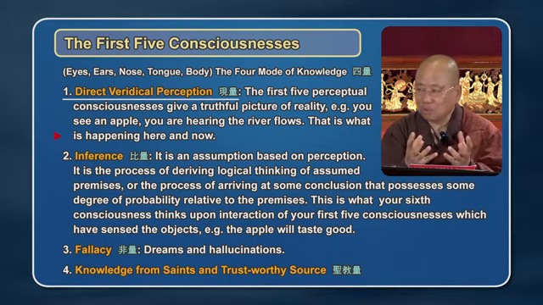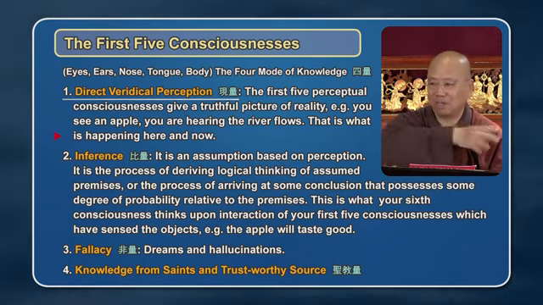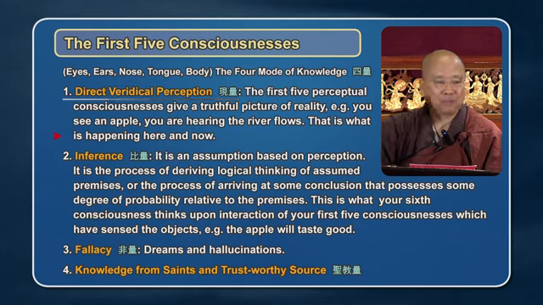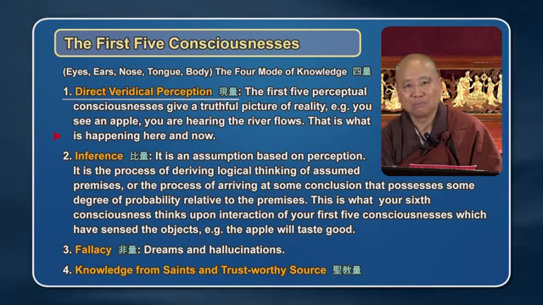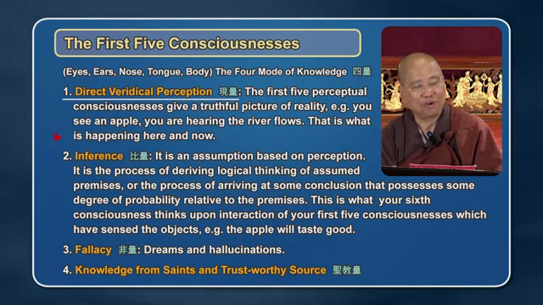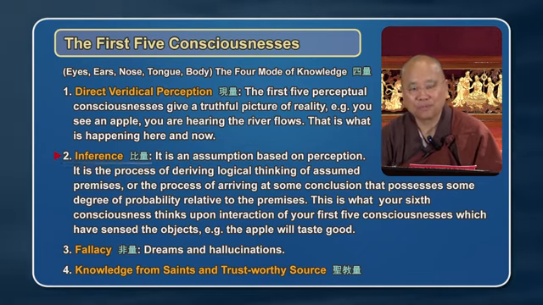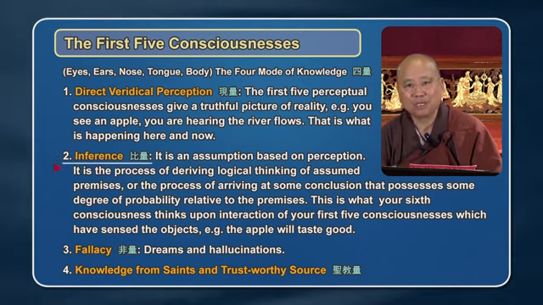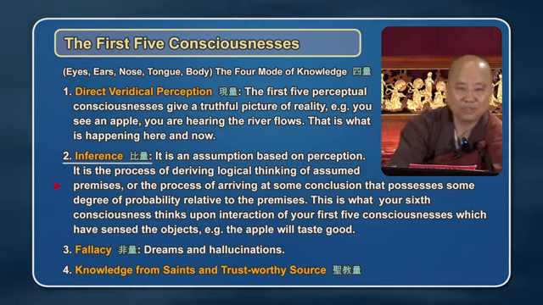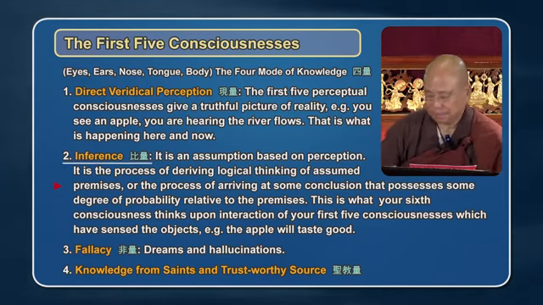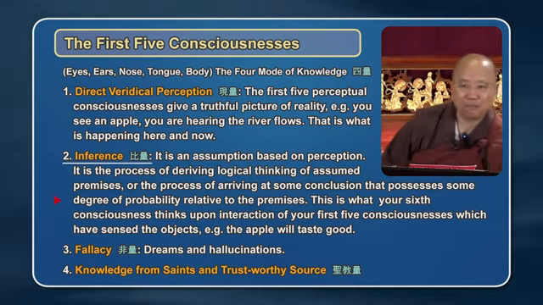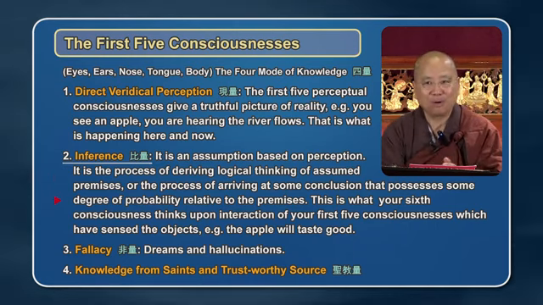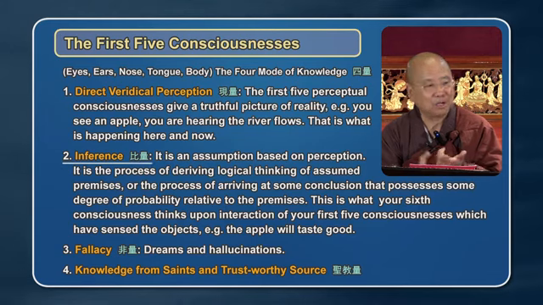Direct. That's the truth, right? What I see now is really what exists. That's the reality. Veridical perception. If I see that PowerPoint, you can't say, I don't see it. No. That's direct veridical perception. Verifiable. The second one is inference. It is an assumption based on perception. It is the process of deriving logical thinking from assumed premises, or the process of arriving at some conclusions that possess some degree of probability relative to the premises. So we're talking now about assumptions, probability, and logical thinking.